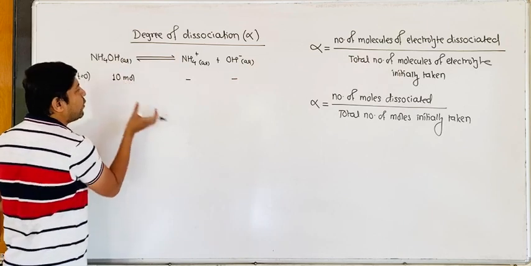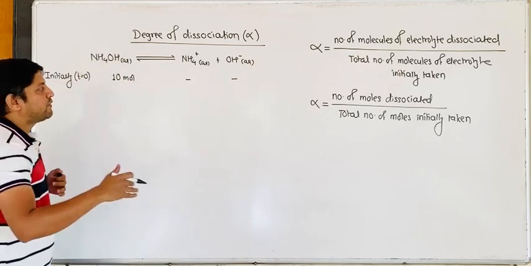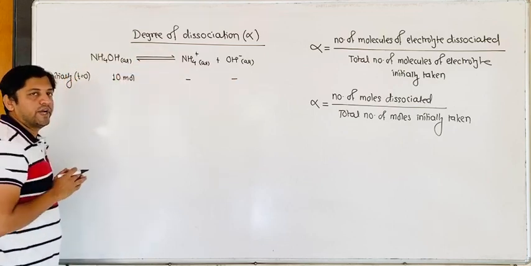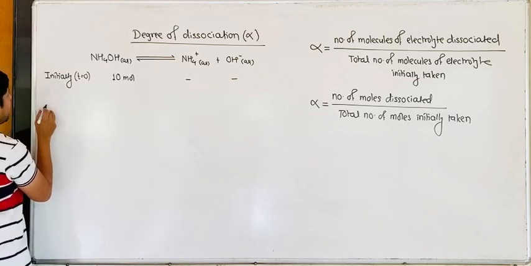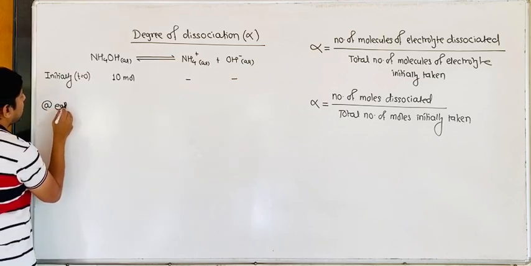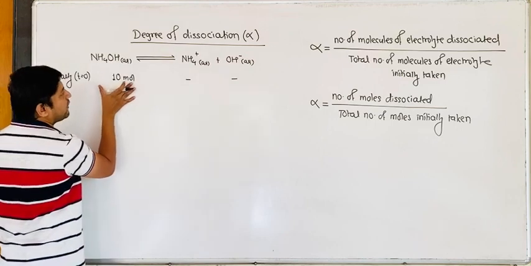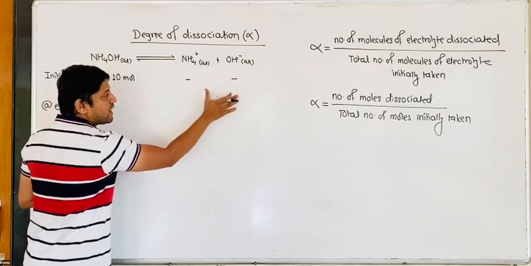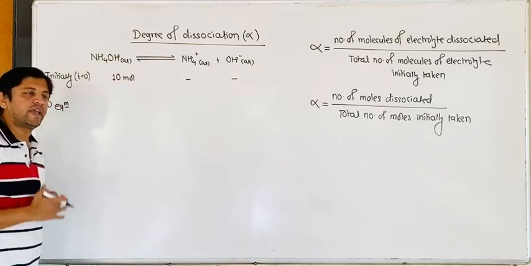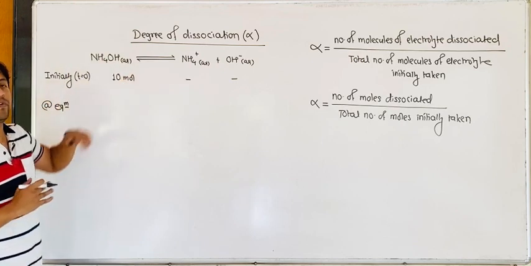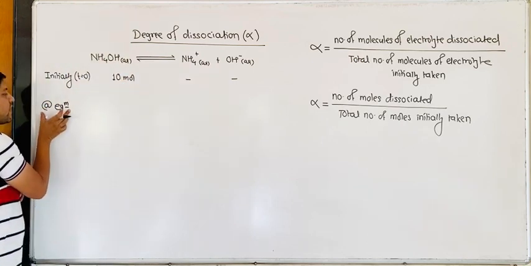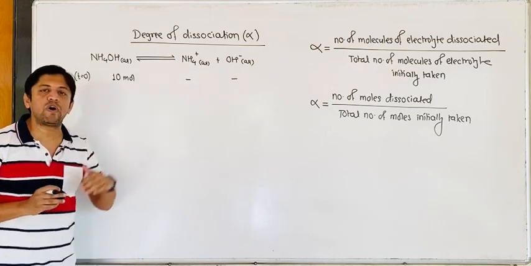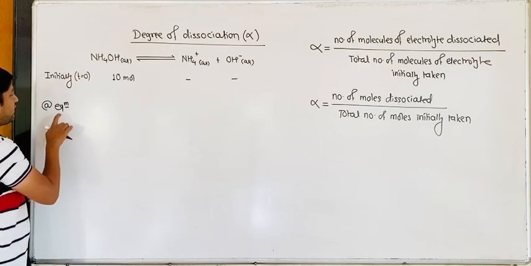Now when this NH4OH is added into water, the dissociation and association process will start and equilibrium will be attained after a certain time. So let's say at equilibrium. At equilibrium means when concentrations of undissociated molecules of NH4OH and NH4 plus and OH minus ions remain constant, we say equilibrium is attained in this dissociation process. So what we have noticed, after a certain time concentration of NH4OH, NH4 plus, OH minus remains constant in a solution. That means equilibrium is attained.